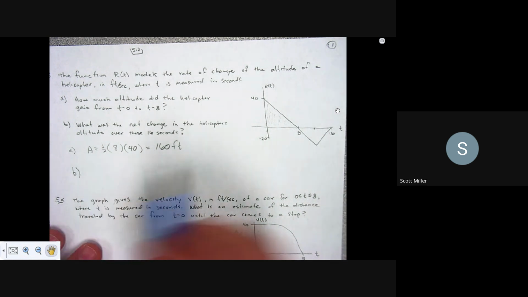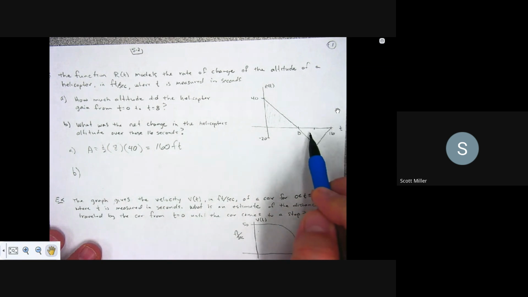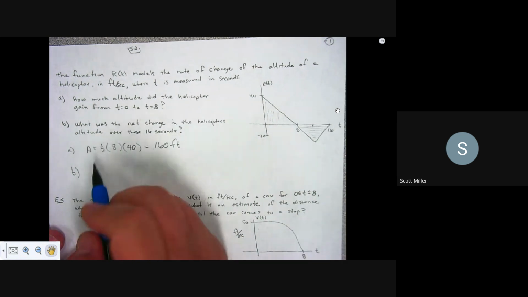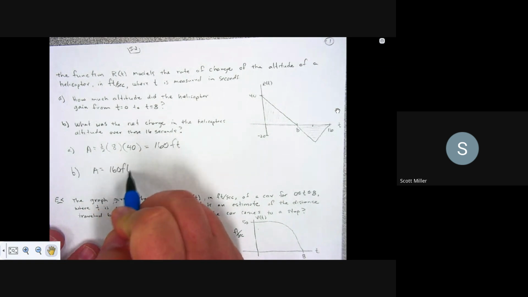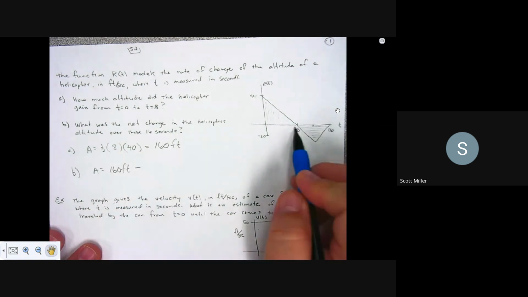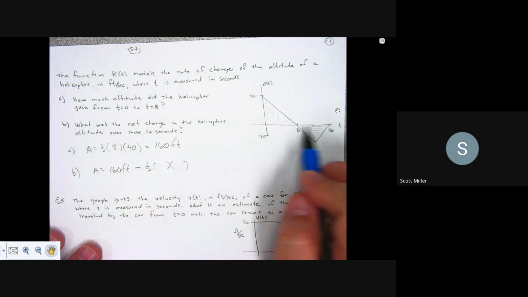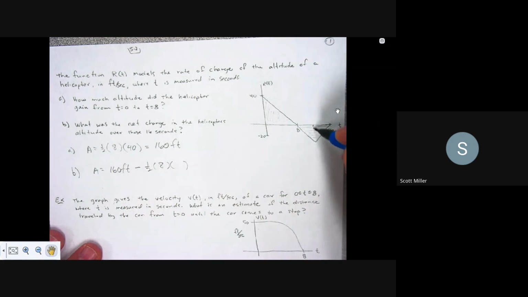So what's going on here? Well, it's this area, and this is below the t-axis. So this down here is going to be subtracted from the other one as a net change. So the area now is the 160 feet from the first half minus the area of this triangle. So this is 1/2 base times the height. The base is another 8, and the height is 20.